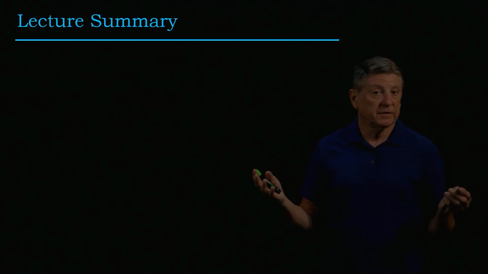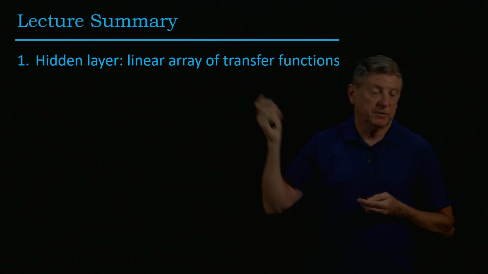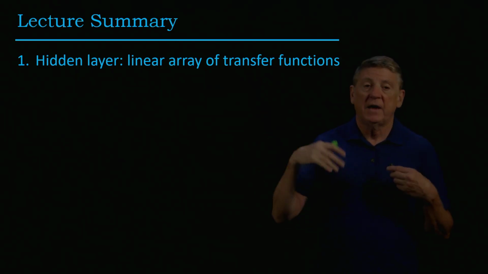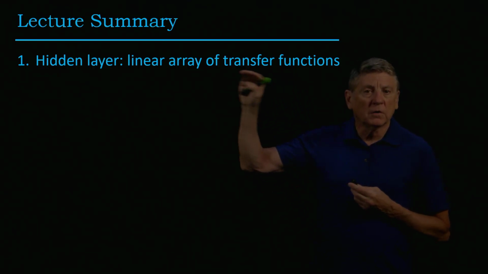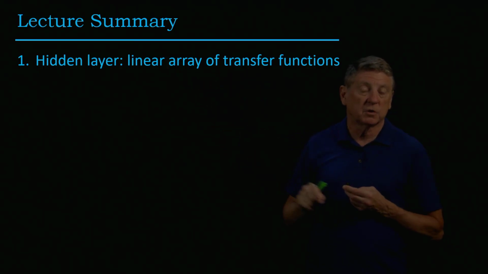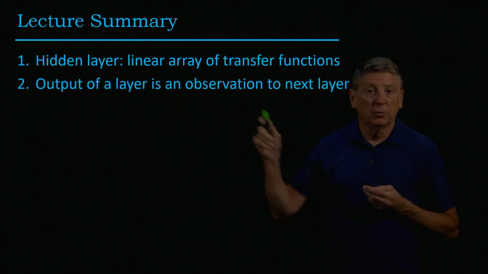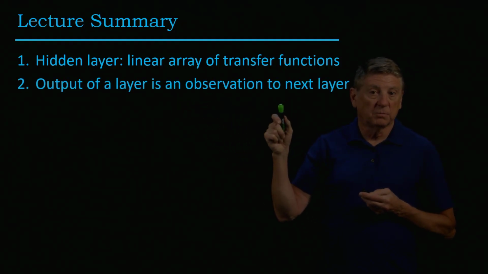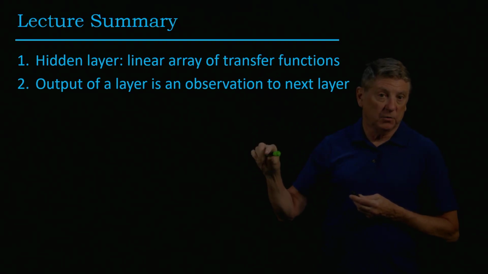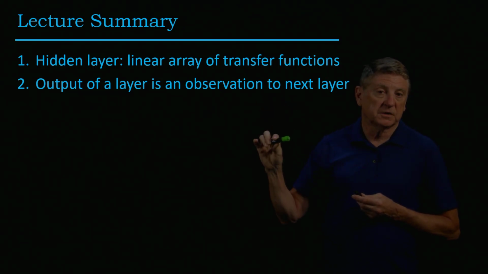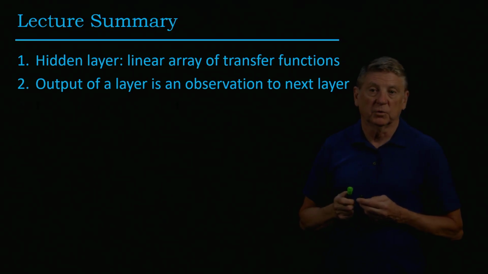How can we summarize everything that we've learned in this lecture? Well, one is that the hidden layer is really a linear array of transfer functions. That's really what's going on. And when we're going through the Jacobian and using the Hadamard product, all of it comes down to using linear algebra to solve this problem, which is a layer of neurons is a vector. The output of a layer is an observation to the next layer. So for our hidden layer, it goes to the output, but any response of a layer is an input to the next layer, and that's how deep neural networks work.